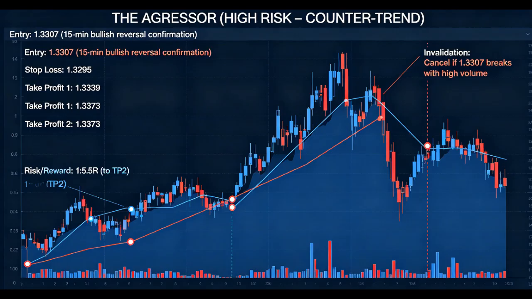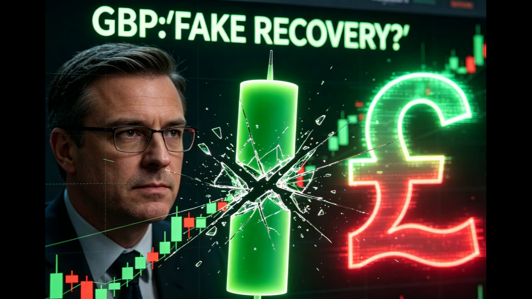Remember, the trap is green. The money is red. Trade smart.